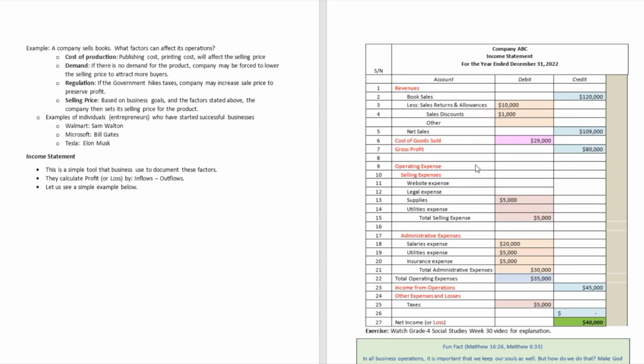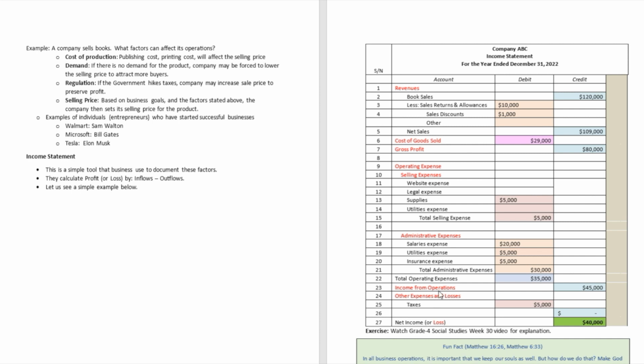Then you are going to flow straight into the second section of the income statement, which is going to be the operating expenses. In the operating expenses section of it, you are going to see things like selling expenses, administrative expenses, and then you are going to see under the operating expenses things like website expense and legal expense and supplies and utilities, and the total of it will be over here for you. Administrative expenses will be things like salary, utilities expenses, and insurance expenses, and the total administrative expenses will be over here for you. So total operating expenses will be a combination of total administrative expenses and selling expenses, and we have it over here as well.